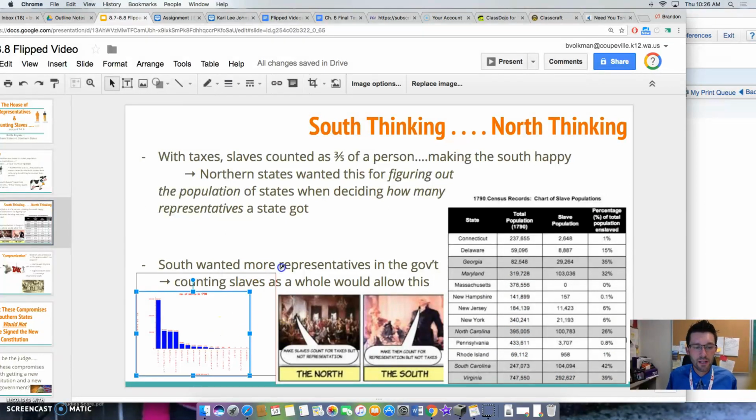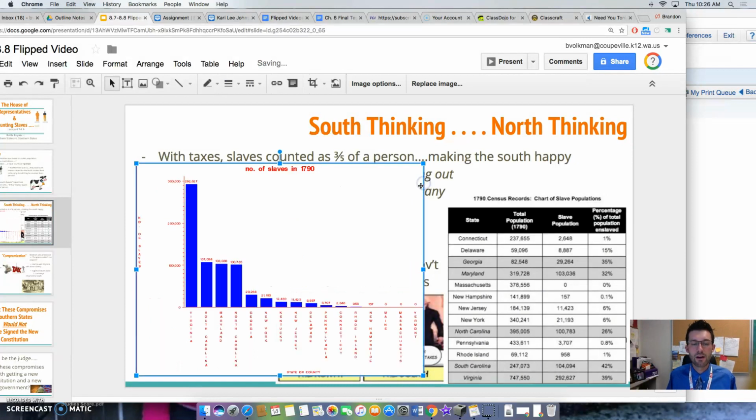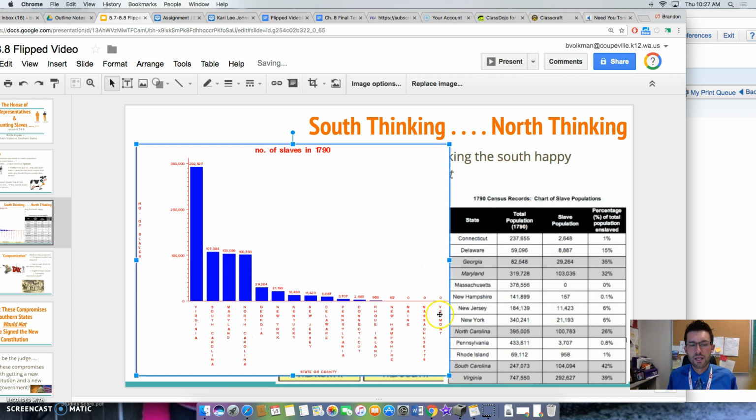I'm going to blow this up here so you can see it better. I'd like you to pause the video here, and I want you to look at both charts because I want you to take a look at the populations of all the states. The states that are highlighted darker are the southern states that have slaves. This chart here shows just the amount of slaves in general each state had.